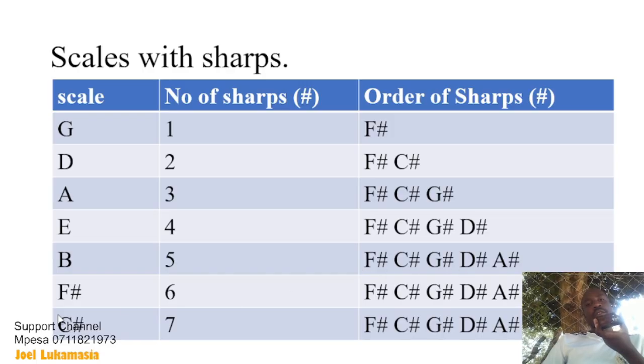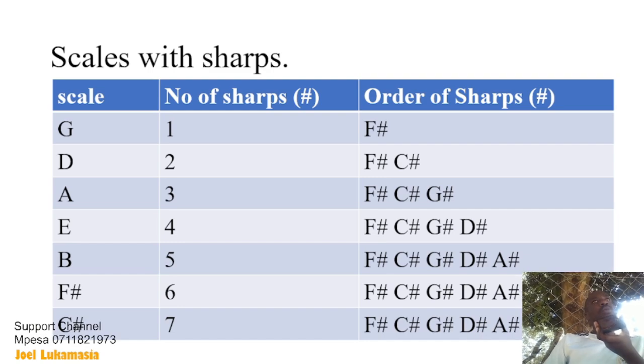Then you have F sharp, which has six sharps, that is F sharp, C sharp, G sharp, D sharp, A sharp, and E sharp. Then we have C sharp, the seventh. It has seven, that is F sharp, C sharp, G sharp, D sharp, A sharp, E sharp, and B sharp.